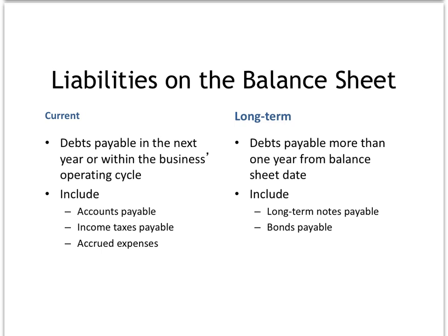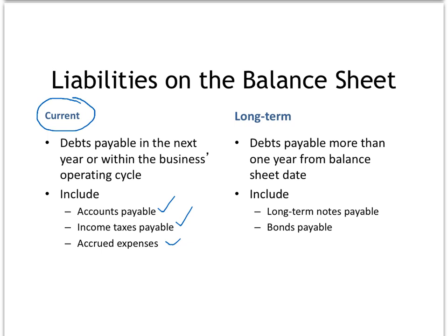We also have liabilities on the balance sheet, and liabilities are also presented in two groups. First of all, current liabilities are presented first, and these are debts that are payable generally within the next year. It includes accounts payable, income tax payable, accrued expenses, and in future chapters we'll talk much more about that.